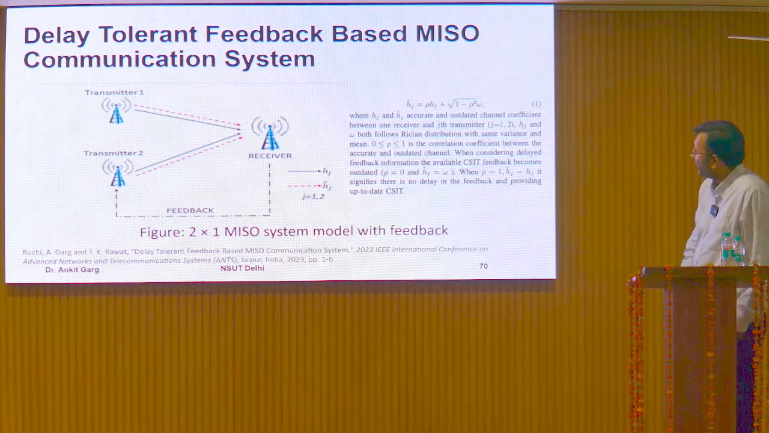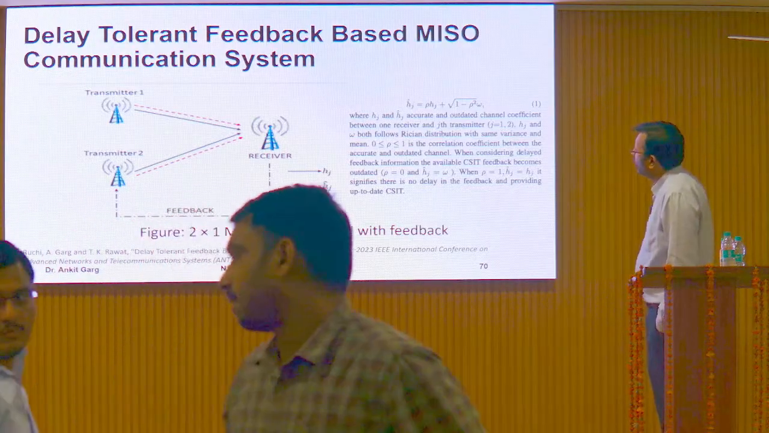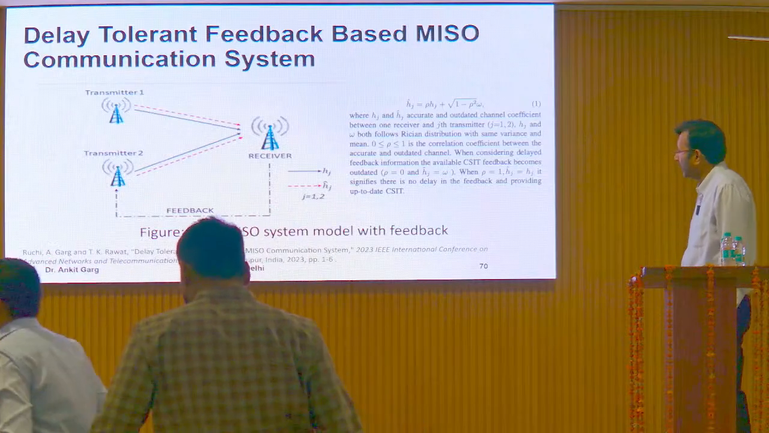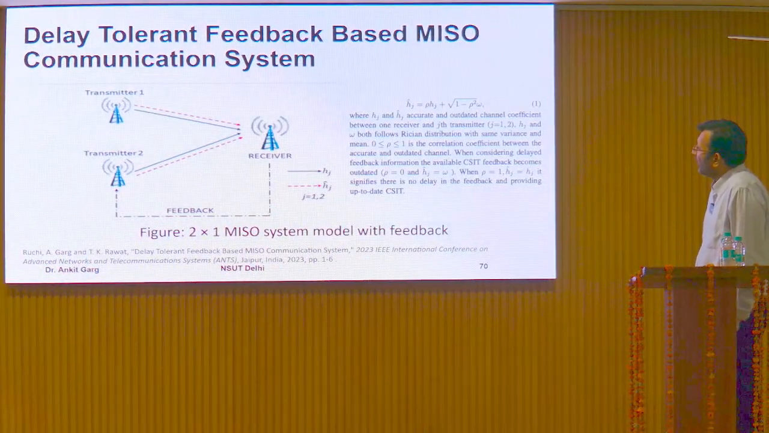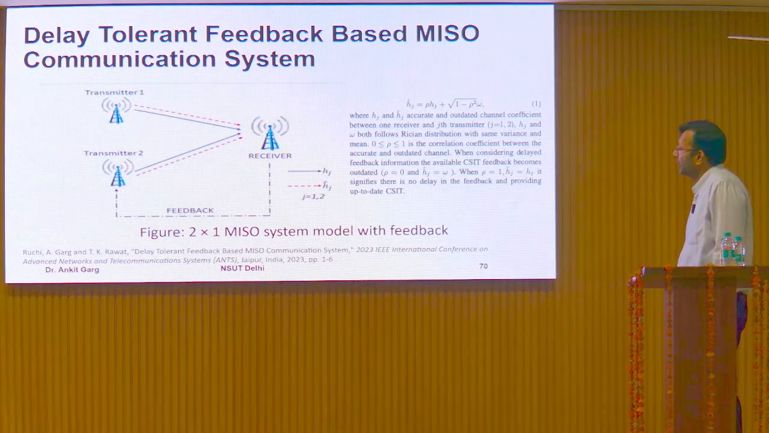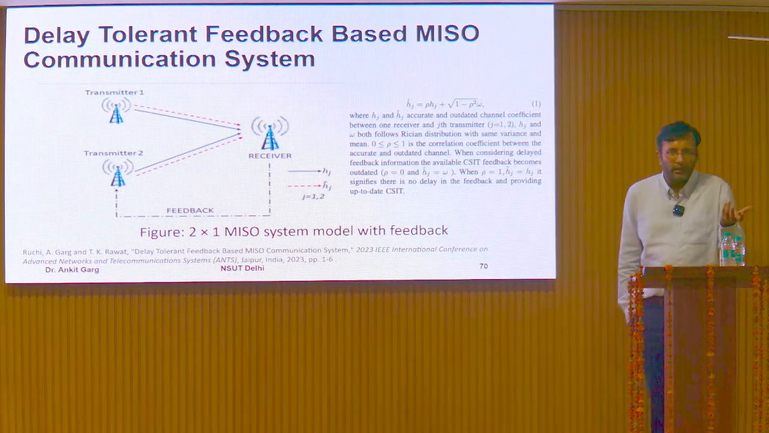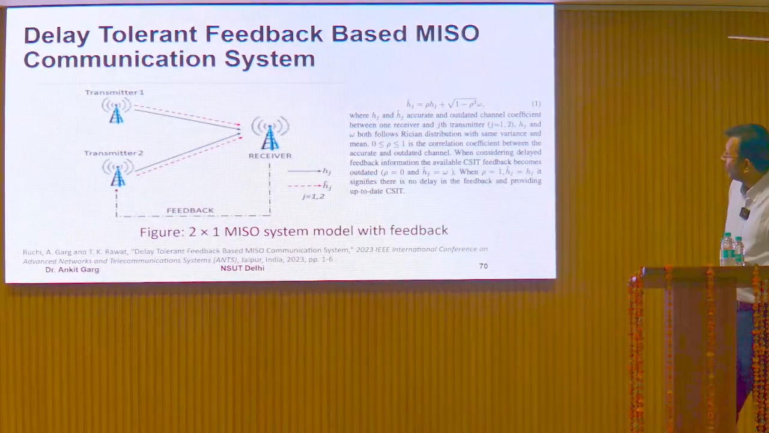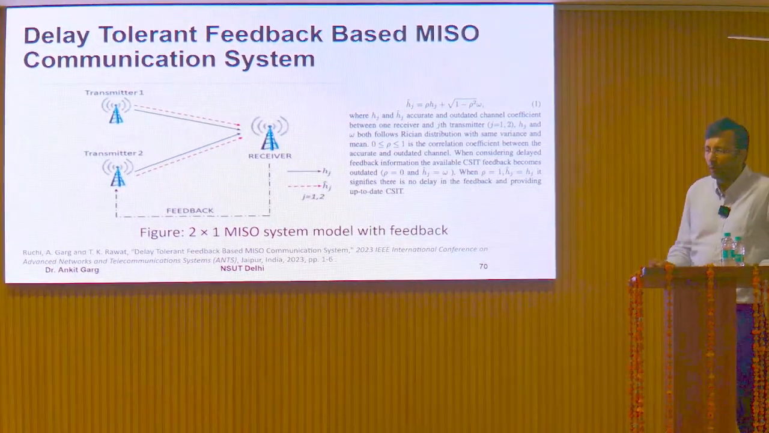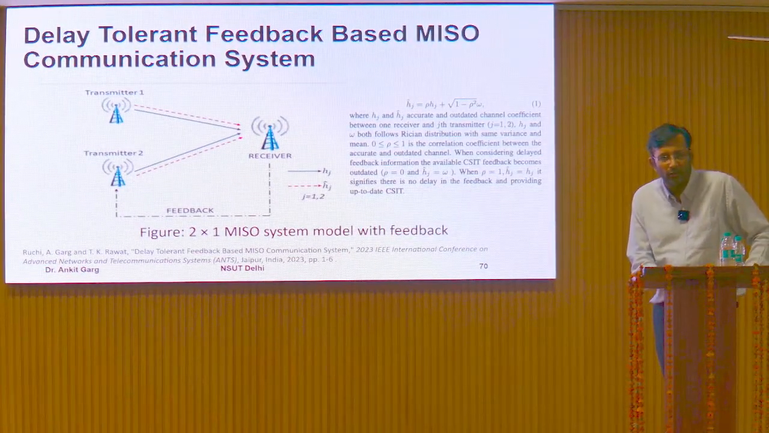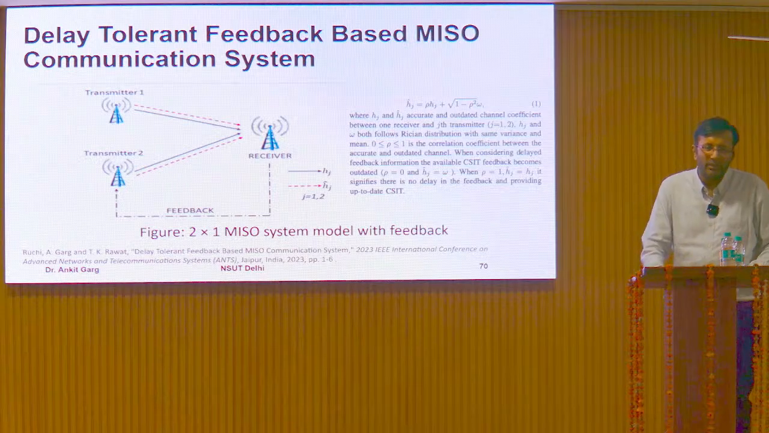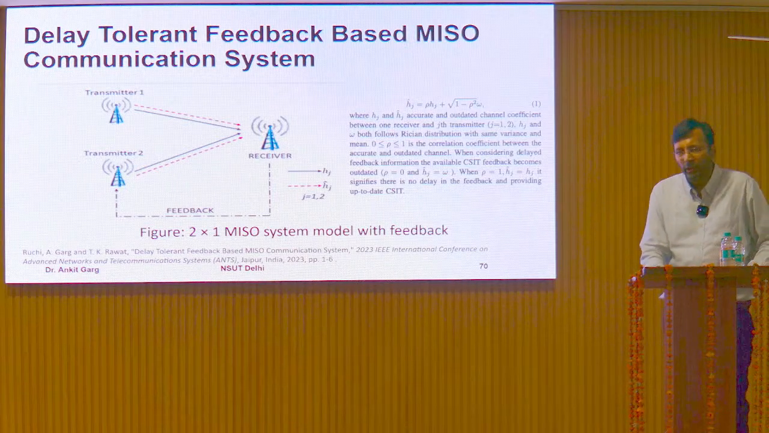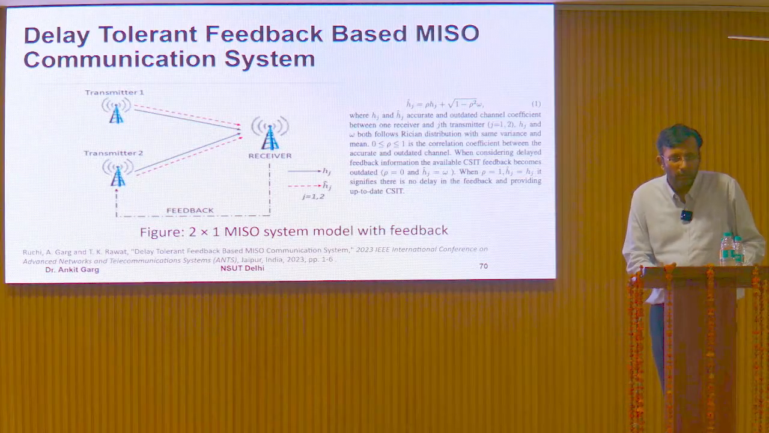So now it is represented with this: h_j hat equals rho h_j plus root of 1 minus rho square times w, where h_j is your accurate channel information and h_j hat represents the outdated one. It depends upon the correlation coefficient of both of them, represented by rho. If this value of rho is 1, it means h hat equals h. There is no such delay. And if rho equals 0, it means h hat equals w. It means totally outdated, totally uncorrelated.